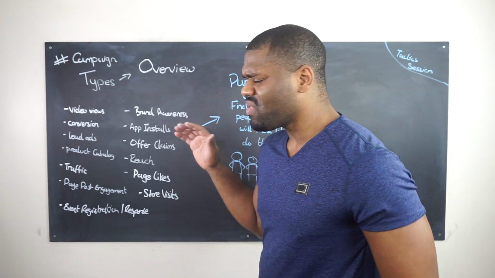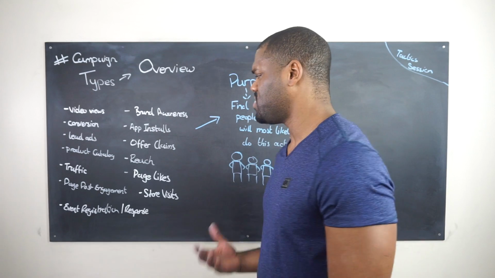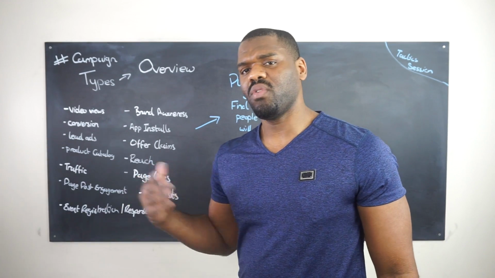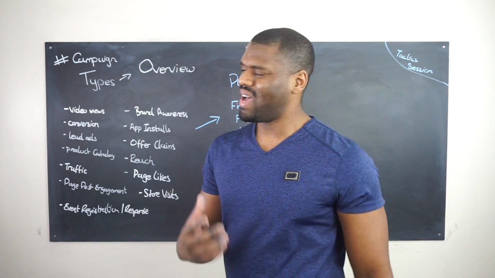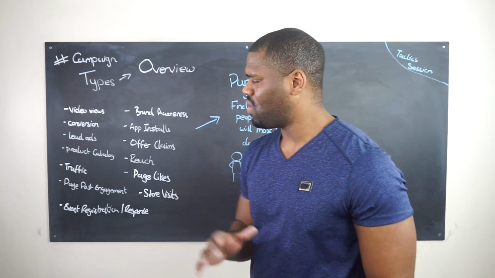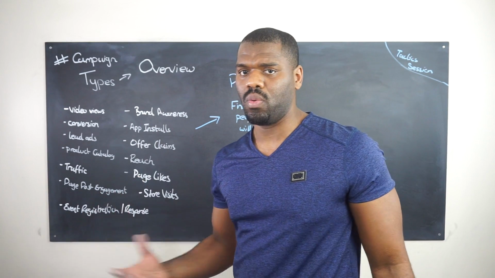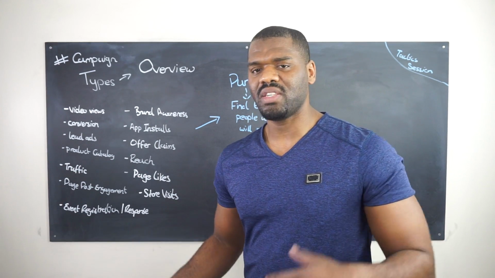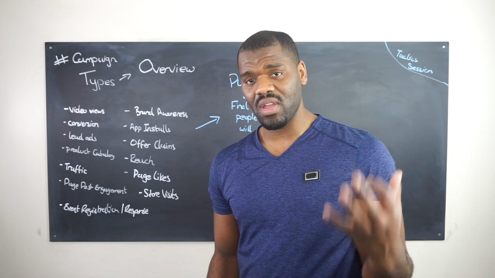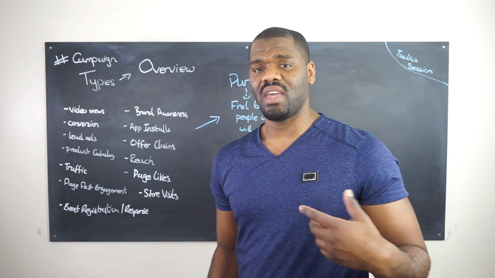Now, there are generally around about 15 campaign objectives, probably a few more. And of all the different campaign objectives, each one has a different purpose. So video views is self-explanatory. I'm looking for a cost per video view when I run that campaign type. That means everybody who views my video past 3 seconds is classed as a video view.